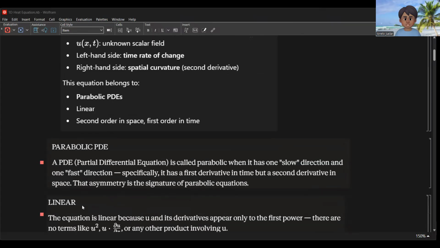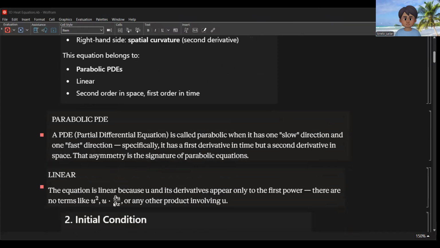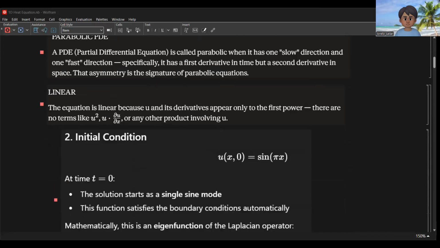Then for the linear PDE here, the equation is linear because u and its derivatives appear only to the first power. There are no terms like u squared, the product of u and the partial of u with respect to x, or any other product involving u.